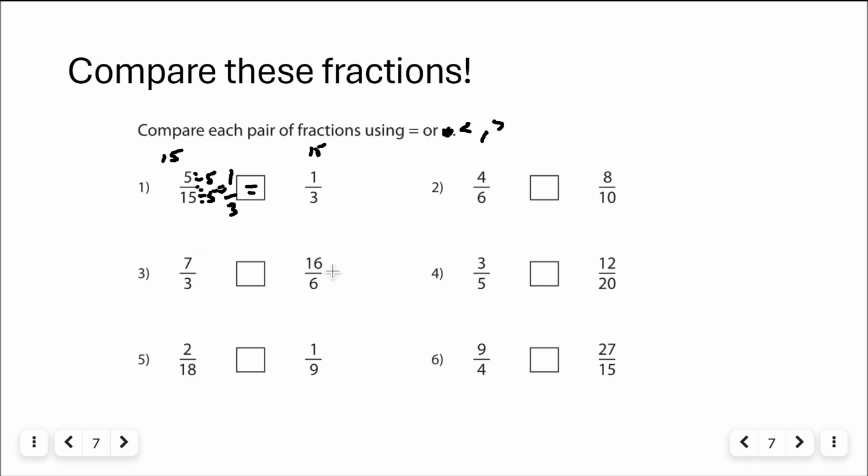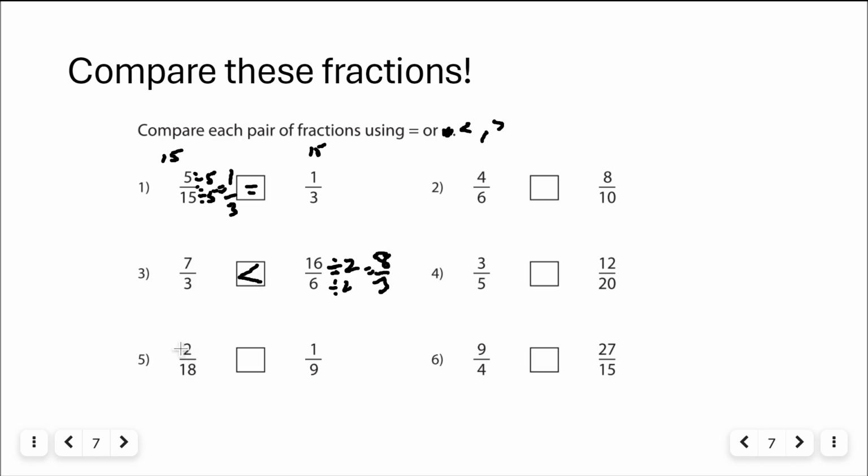Okay, 7/3 versus 16/6. So I could divide 16/6 by 2. That would give me 8/3. So which is going to be larger, 7/3 or 8/3? So 7/3 is smaller than 8/3, right?